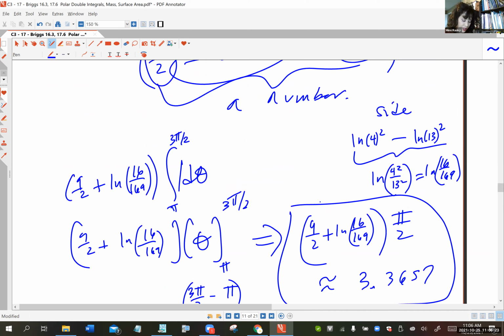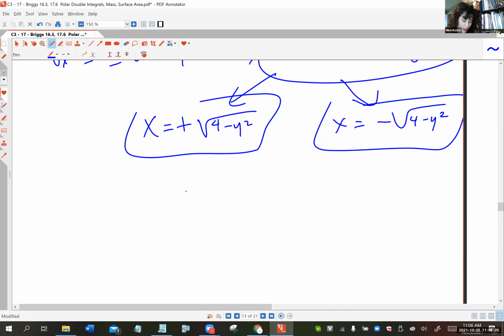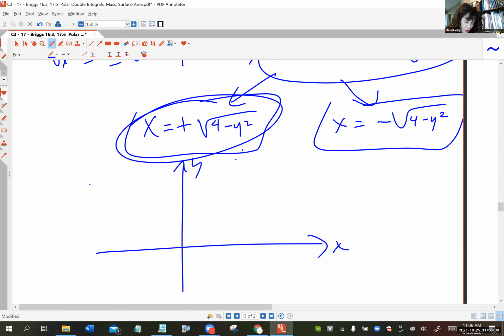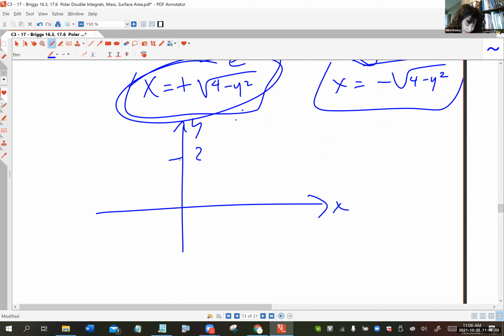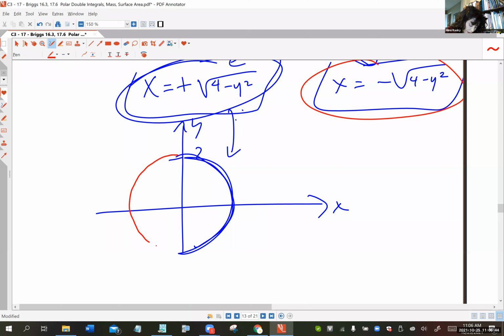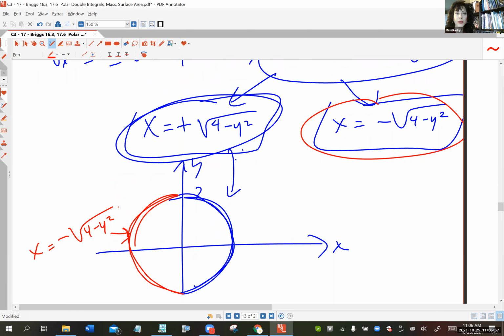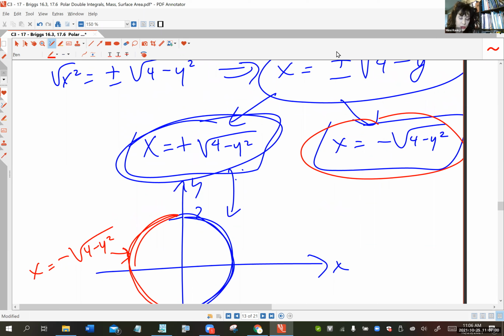Well, if you graph x equals positive square root of 4 minus y squared, this one here, you will get the right-hand side semicircle. If you graph x equals negative square root of 4 minus y squared, you will get the left-hand side semicircle. Not upper and lower this time. You'll get right and left. And then together that recreates the whole entire original circle.